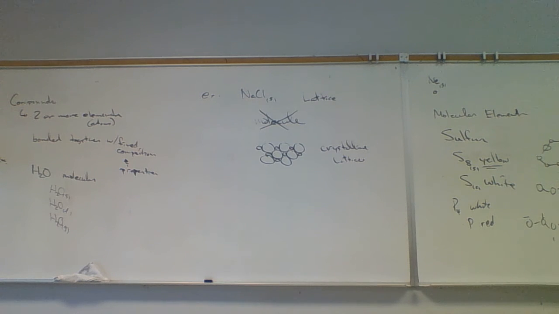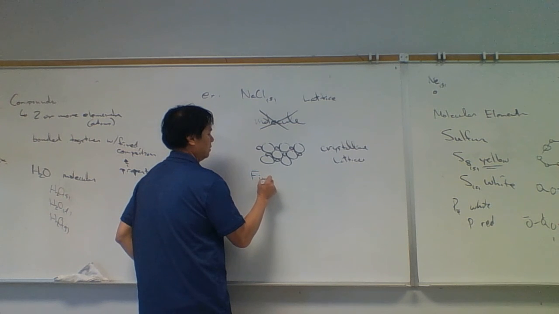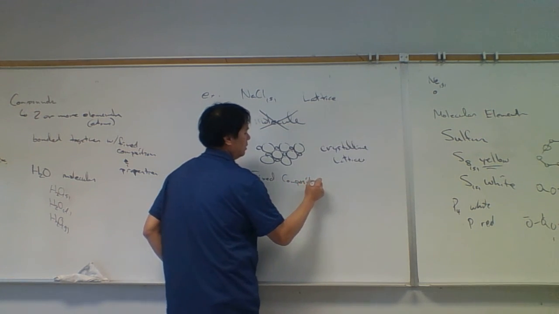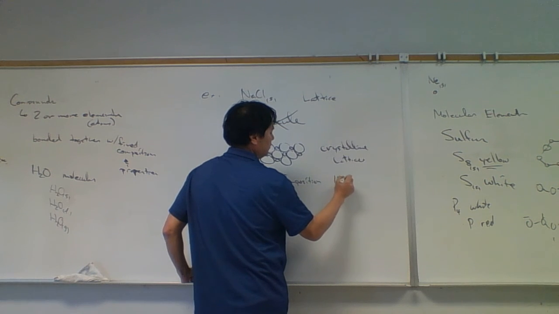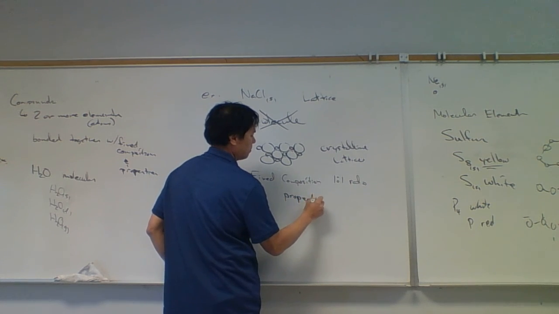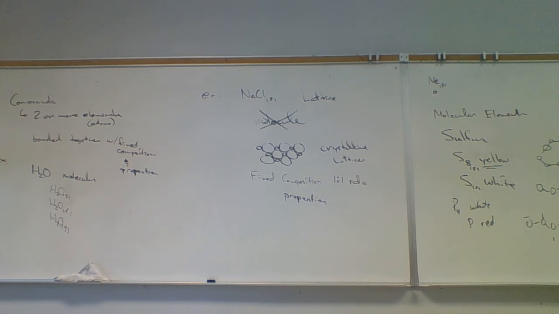The composition is fixed. You have to have the same ratio, a one-to-one ratio, and the properties are going to be fixed. So it took almost 2,000 Fahrenheit to melt gold. How much does it take to melt salt?